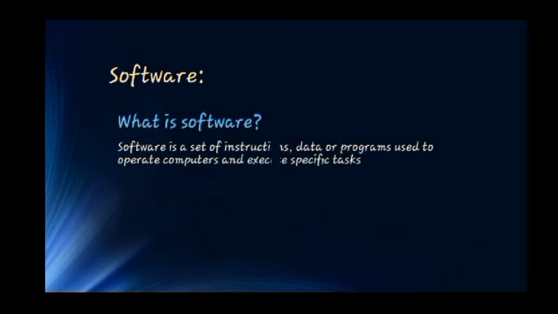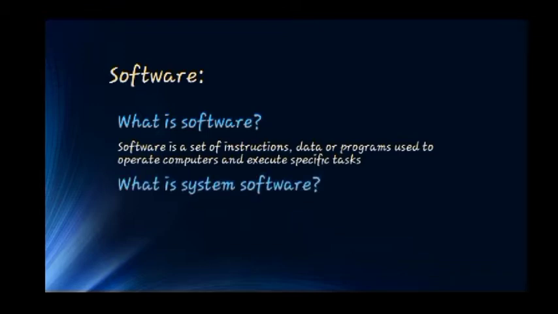First one is software. What is software? We have to clear what software is. Software is a set of instructions, data, or programs used to operate a computer or execute any specific task on a computer.